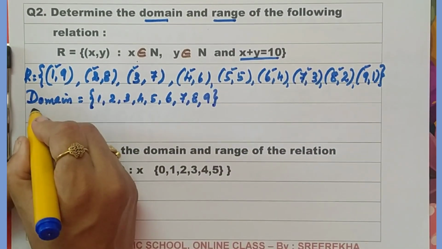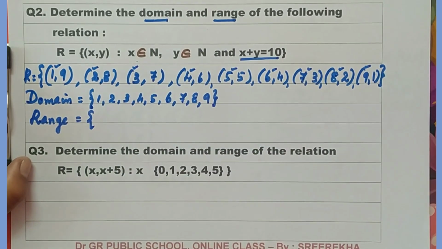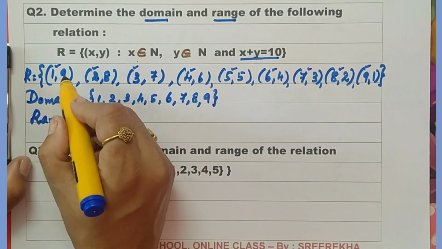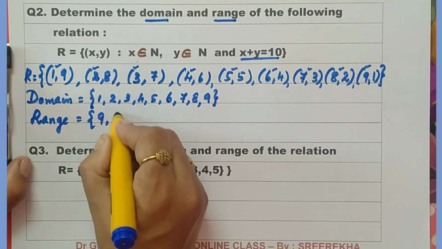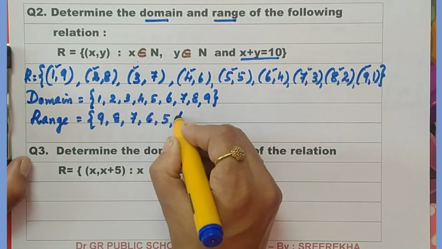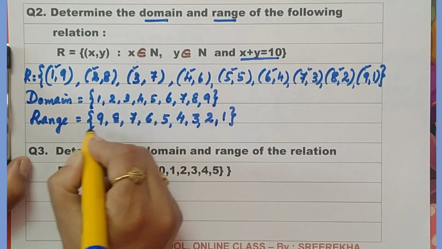Now you are asked to write the range also. Range equals the collection of all second elements in the ordered pairs of the relation. Which are the second elements? 9, 8, 7, 6, 5, 4, 3, 2, 1. Try to remember one thing as it is a set.